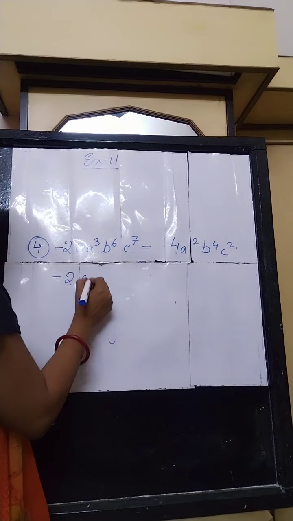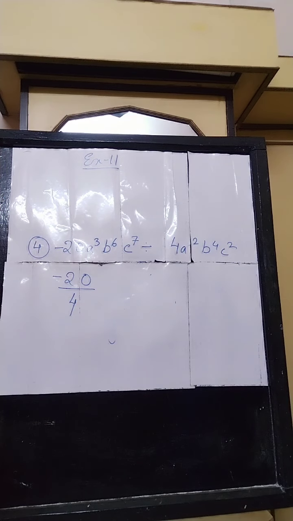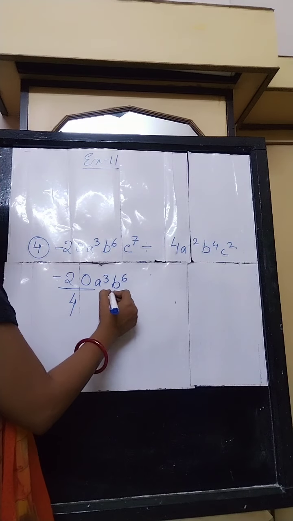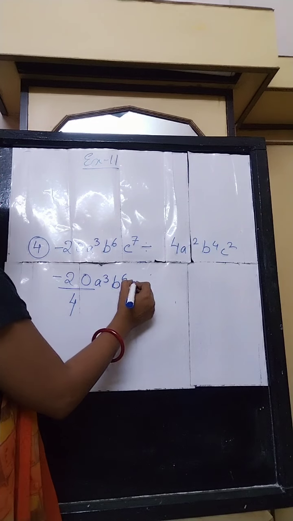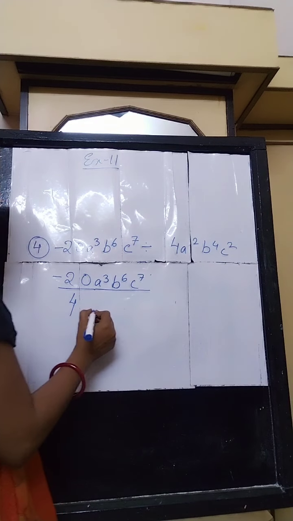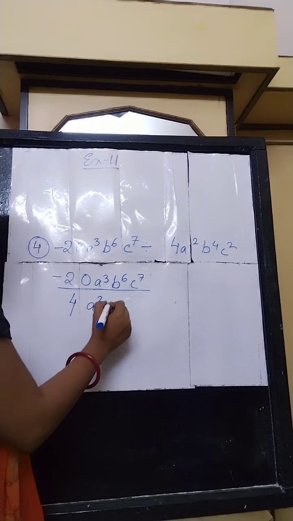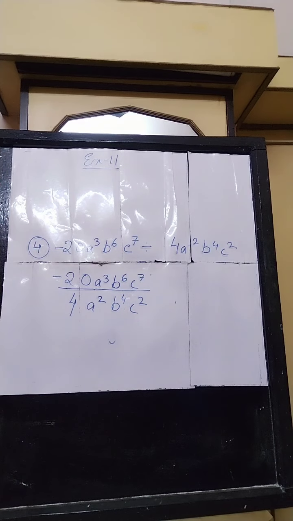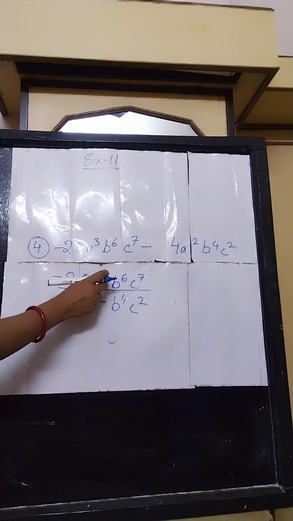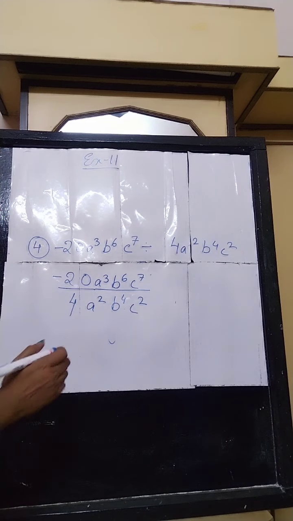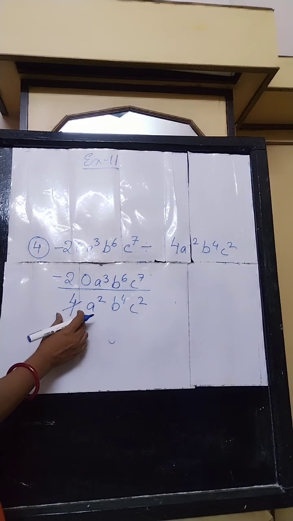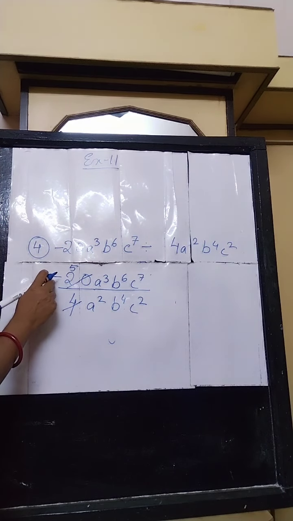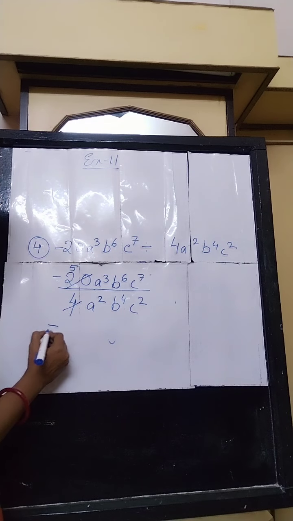Minus 20 divided by 4, that is okay. In the numerator the variables are a cube, b to the power 6 and c to the power 7, whereas in the denominator it is a square, b to the power 4 and c square. You will subtract the denominator powers from the numerator powers. First let's solve the coefficients. 4 5s are 20. A single minus is there in the numerator and none in the denominator, so the answer will be minus 5.